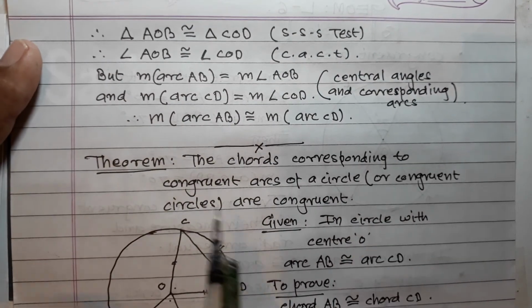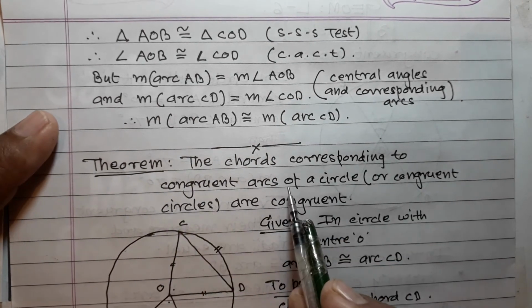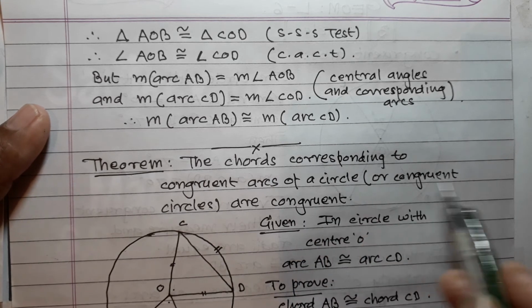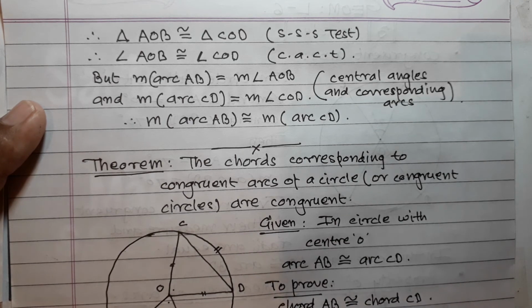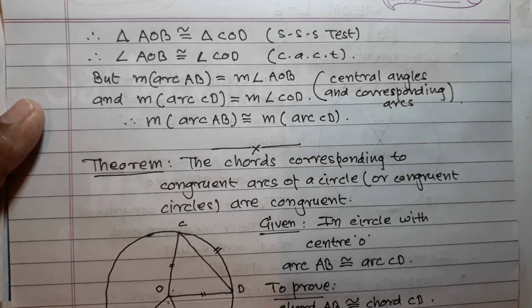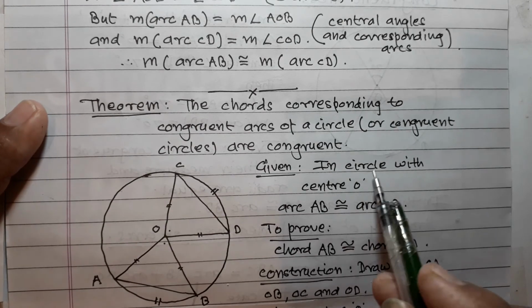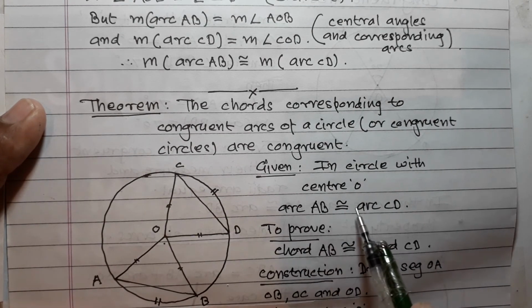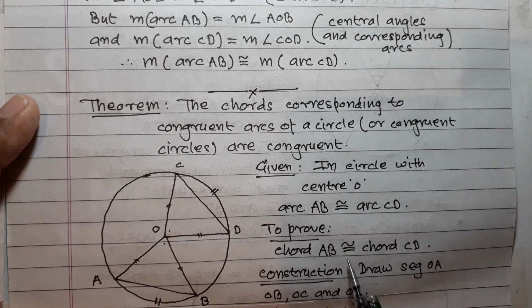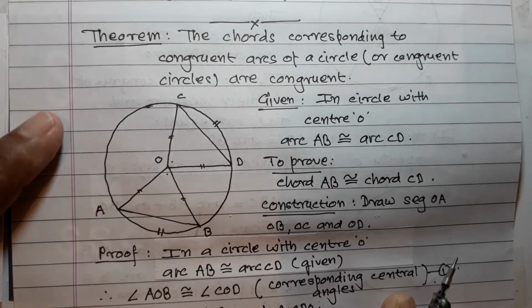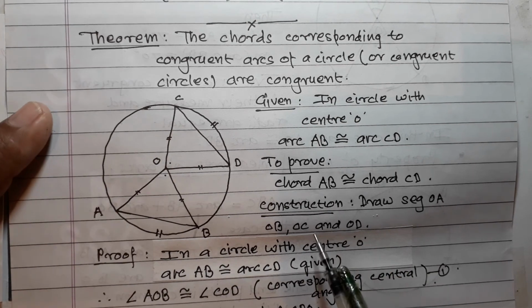Then try to understand the next theorem. Theorem: the chords corresponding to congruent arcs of a circle or congruent circles are congruent. It means here the arcs are congruent, given, and you have to prove the chords are equal. It is the converse, so try to understand. Given: in a circle with center O, arc AB is congruent to arc CD. To prove: chord AB is congruent to chord CD.